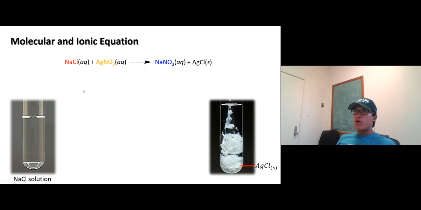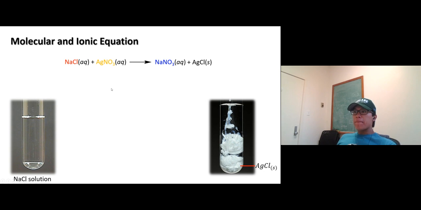All right, next up, we're going to talk about the molecular equation and ionic equation, and why they are important, especially the ionic equation. Before that, let's take a look at this overall reaction. This is a precipitation reaction of silver chloride. Sodium chloride, silver nitrate, silver chloride precipitate out of the solution. You saw it in the previous video.